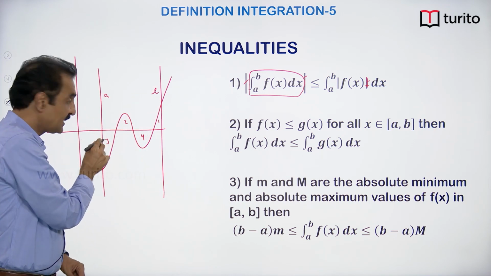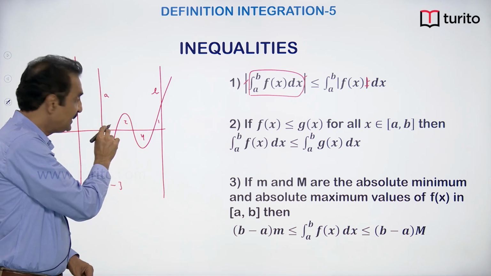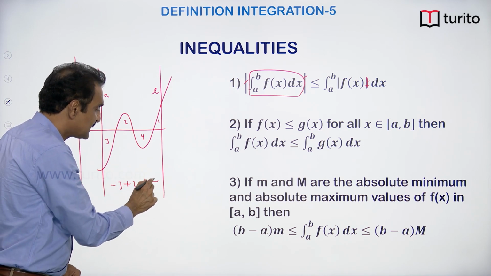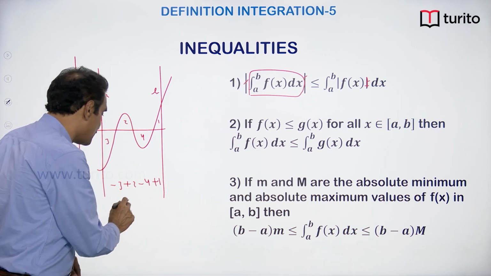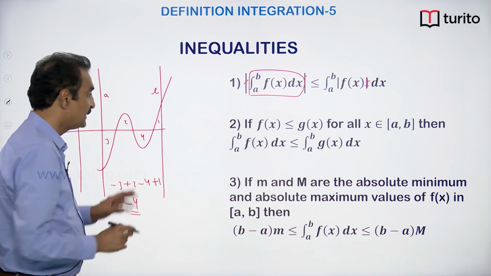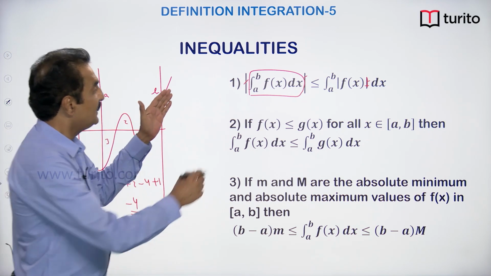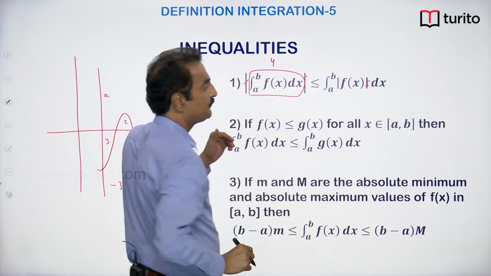This definite integral in this interval will be minus 3. This definite integral in this interval will be plus 2. Similarly, minus 4 plus 1. Then you are getting minus 7 plus 3 minus 4. If you integrate from a to b, definite integral will be minus 4. After calculating the definite integral, if you take mod, you will get plus 4.